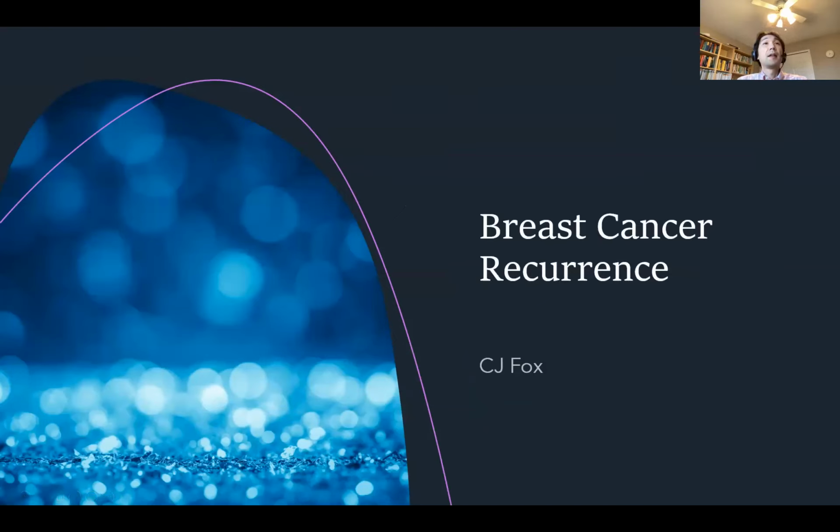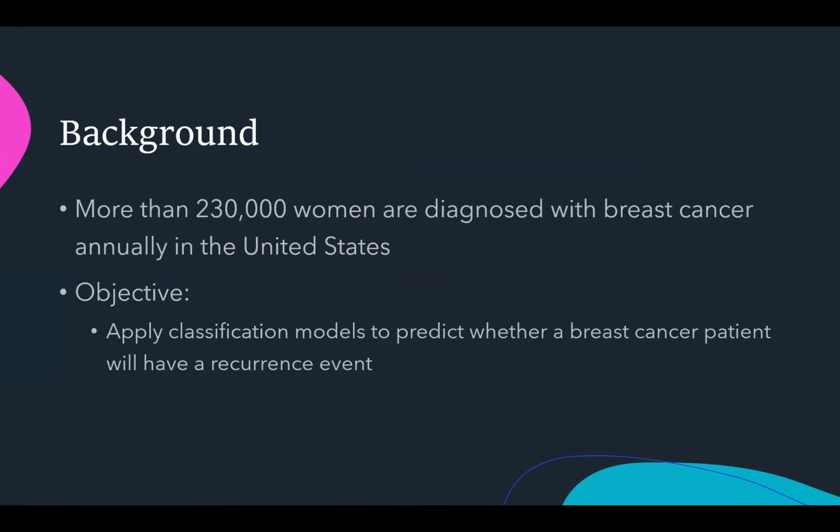Okay. So hi guys. My name's Connor Fox. I go by CJ, and my project is on breast cancer recurrence. Just starting off with a little bit of background: annually in the U.S., more than 230,000 women are diagnosed with breast cancer. I'm sure a lot of us know someone who has been affected by breast cancer, and so I thought it'd be an interesting topic. The objective is to apply some different models to predict whether a breast cancer patient will have a recurrence event, meaning a patient who's been diagnosed with breast cancer will later have returning cancer.